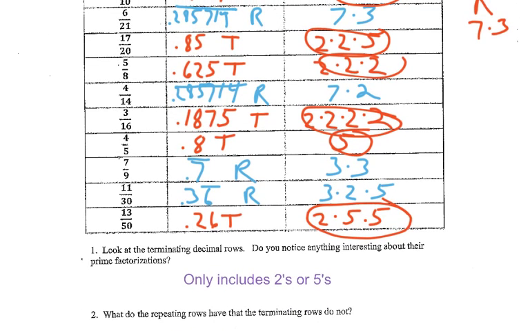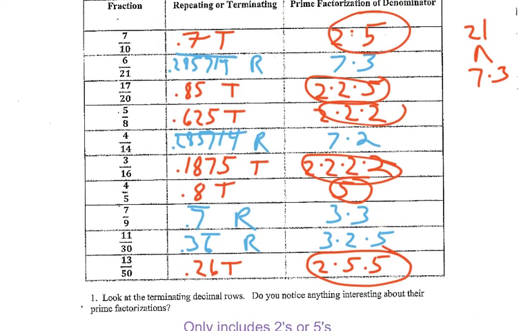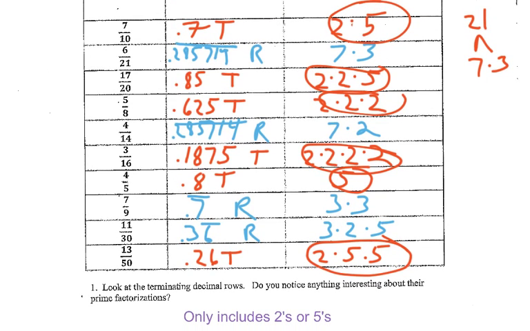Now, what do we notice about the repeating decimal rows? Well, let's take a look at the blue. Now, all of a sudden, there's no 2 or 5. Well, it has a 7 and 3, I should say. This has a 7. This has a couple 3s. This one has a 3, a 2, and a 5, but it's repeating. It has a 2 and a 5, but it also has this 3, so it's repeating.